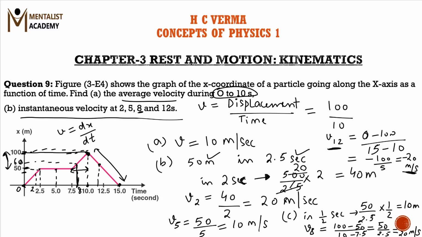Instantaneous velocity at 8 seconds is 20 meter per second. Instantaneous velocity at 5 seconds is 10 meter per second, and instantaneous velocity at 2 seconds is 20 meter per second.